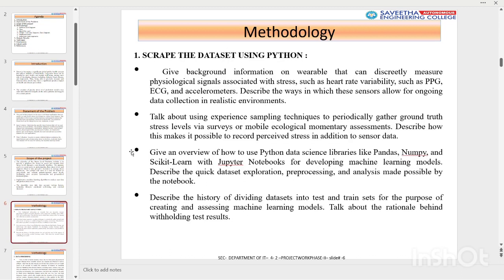First of all, we have to scrape the dataset using Python. Talking about using experience sampling techniques to periodically gather ground truth stress levels via surveys or mobile ecological assessment. Describe how this makes it possible to obtain stress level in addition to sensor data. I give an overview of how to use Python data science libraries such as Pandas, NumPy, Scikit-learn with Jupyter Notebook for developing machine learning models. Describe the quick dataset exploration, data pre-processing, and analysis made possible by notebooks.